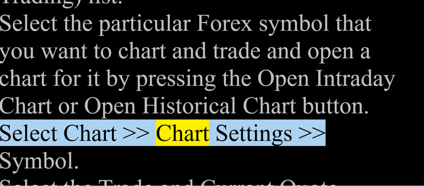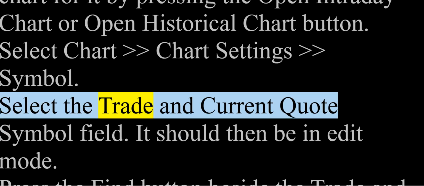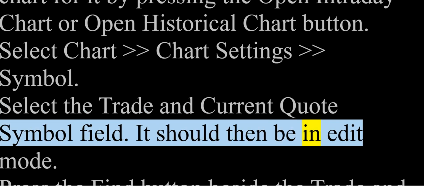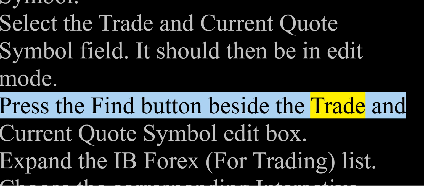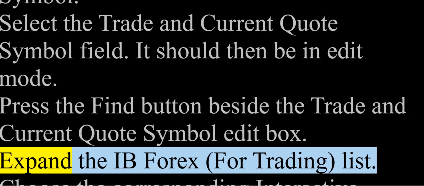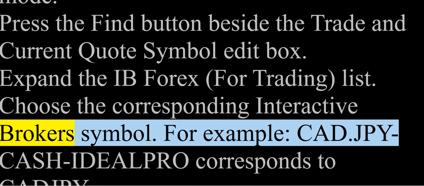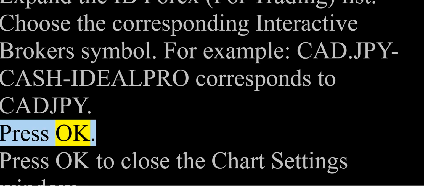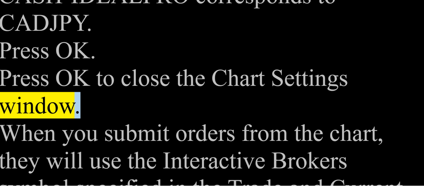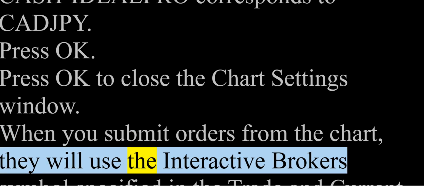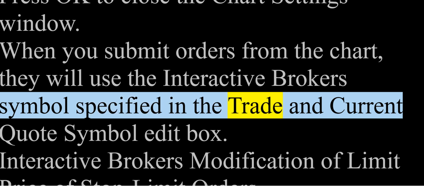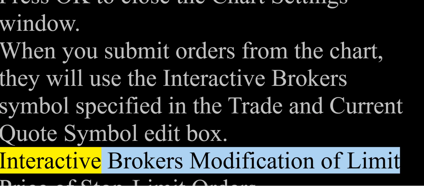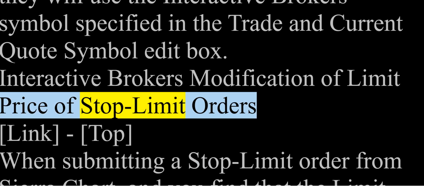Select Chart, Chart Settings, Symbol. Select the Trade and Current Quote Symbol field. It should then be in Edit mode. Press the Find button beside the Trade and Current Quote Symbol edit box. Expand the IB Forex for Trading list. Choose the corresponding Interactive Brokers symbol. For example, CAD.JPY Cash ID LPRO corresponds to CADJPY. Press OK. Press OK to close the Chart Settings window. When you submit orders from the chart, they will use the Interactive Brokers symbol specified in the Trade and Current Quote Symbol edit box.